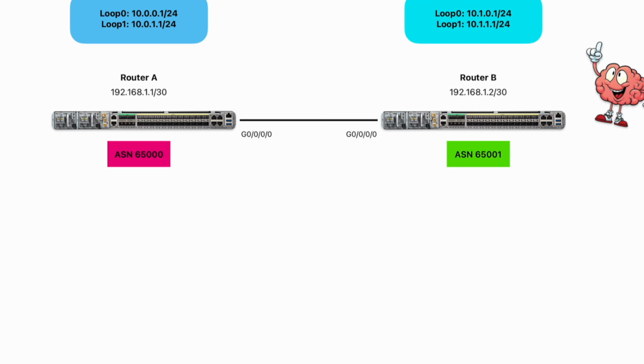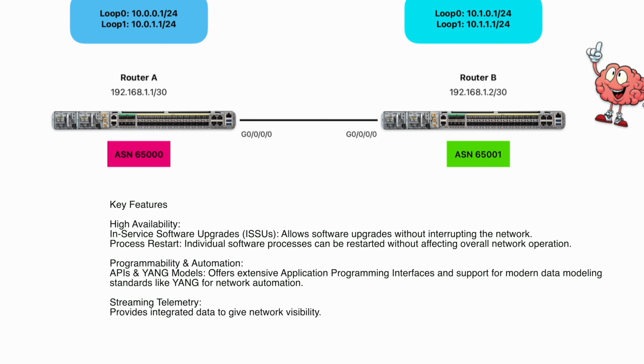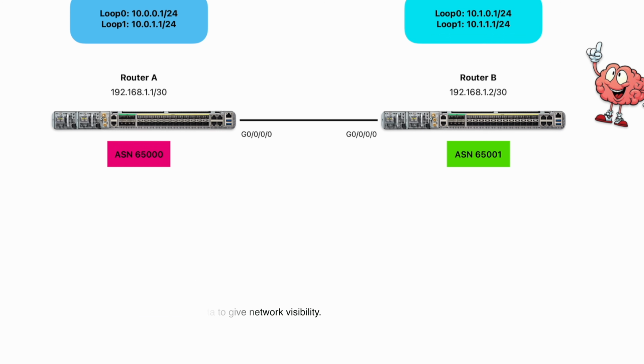And some of these key features are better explained as follows. High availability: in-service software upgrades allow software upgrades without interrupting the network. Process restart: individual software processes can be restarted without affecting overall network operation. Programmability and automation: APIs and YANG models offer extensive application programming interfaces and support for modern data modeling standards like YANG for network automation. Streaming telemetry provides integrated data to give network visibility.